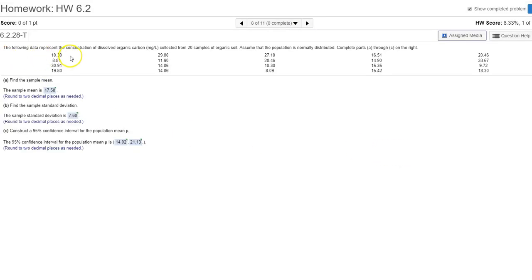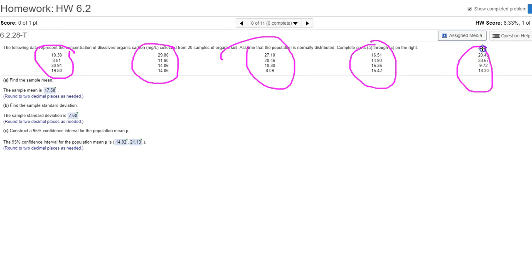The following data represents the concentration of dissolved organic carbon collected from 20 samples of organic soil. Assume the population is normally distributed. Complete part A through 6. The question here is, they gave me the raw data. If you observe, they did not give me the mean or the standard deviation of the data. They gave me the data itself.